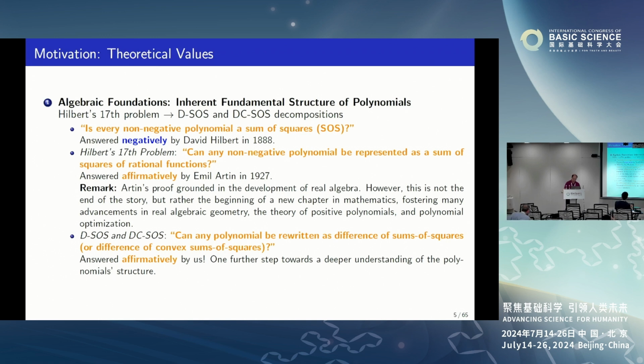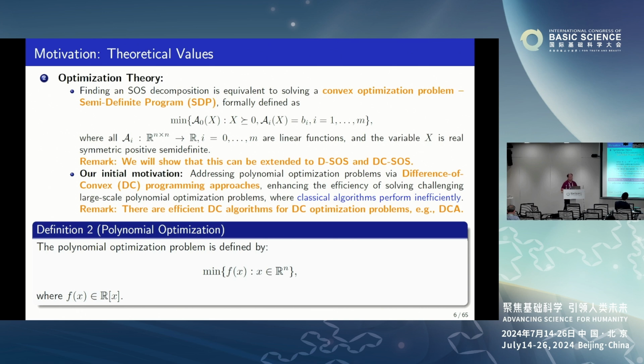And this leads to a new, deeper understanding about the polynomial structure. So another very important part is about optimization theory. The sum-of-squares decomposition has a very close relationship to optimization, and particularly to a special question. It is called a convex optimization problem, the semi-definite program. So it's formally defined like this.